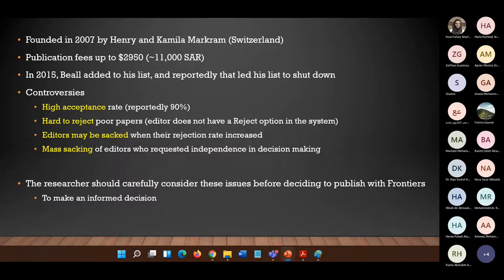They were sacked. So again, the question is, is Frontiers a predatory publisher? Officially no. It's not like Omics, for example. It's not officially a predatory publisher. Many people have pointed out some questionable practices and some controversies. So if you are planning to publish in a Frontiers journal, the least you can do, again, is to look at these controversies, study them, and then make an informed decision whether you would like to publish in a Frontiers journal or not. This is the least you should do.